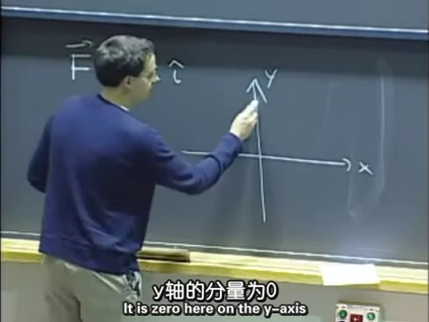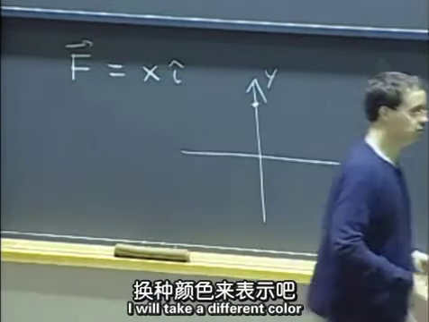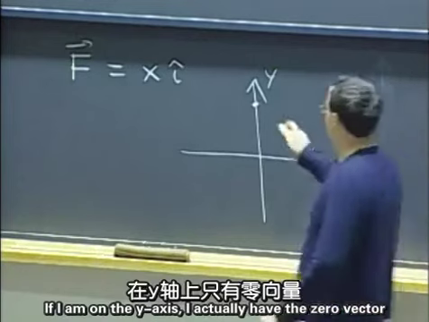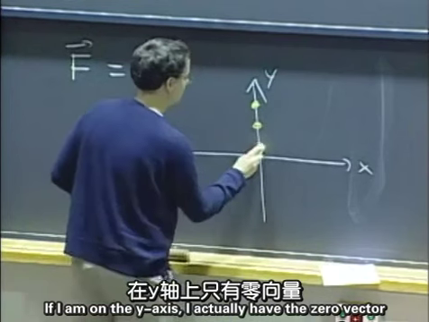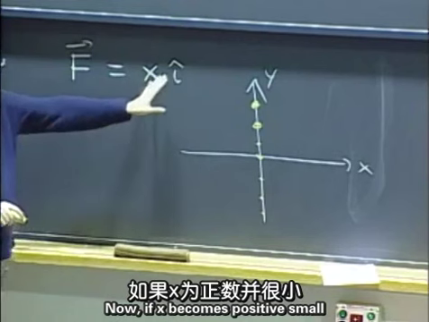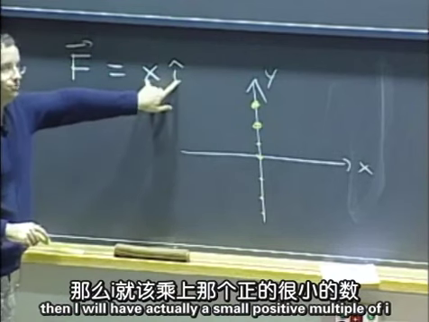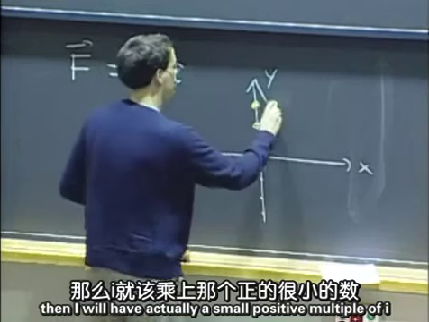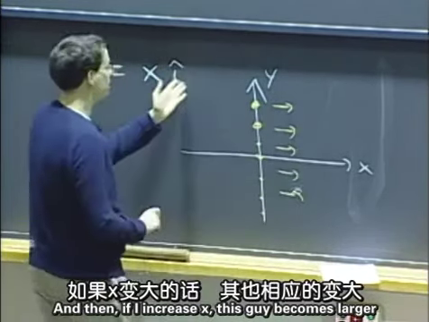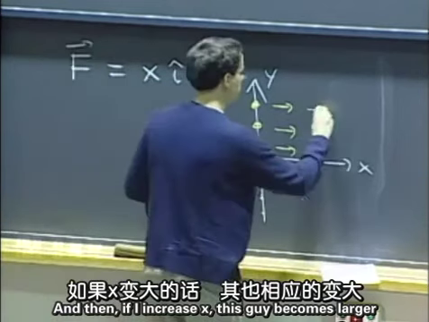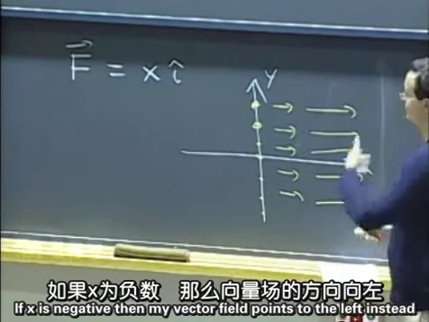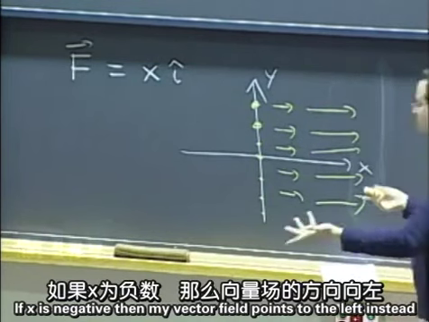So on the y-axis, maybe I should take a different color, I actually have the 0 vector. Now if x becomes positive small, then I will have a small positive multiple of i, so I will be going a little bit to the right. If I increase x, then this becomes larger, so I get a longer vector to the right. If x is negative, then my vector field points to the left instead.